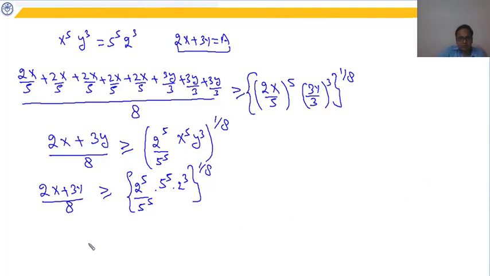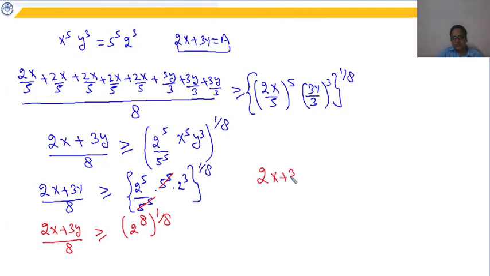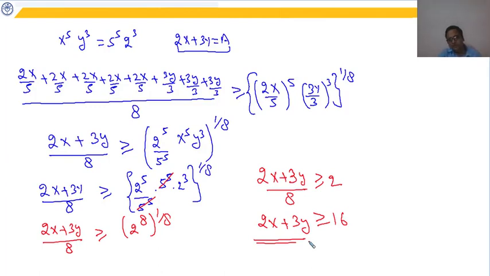5 to the power 5 cancels out, so we get 2x plus 3y upon 8 greater than or equal to this. 5 to the power 5 cancels out, 2 to the power 5 and 2 to the power 3 in multiplication, bases are equal, we add the powers, to the power 1 by 8. We can say 2x plus 3y upon 8 is greater than or equal to 2. So 2x plus 3y is greater than or equal to 16. So the minimum value of this expression is 16. We are using this logic. This is also one way to solve.